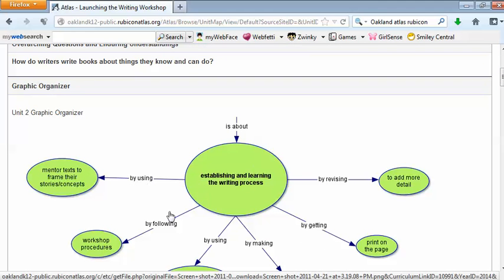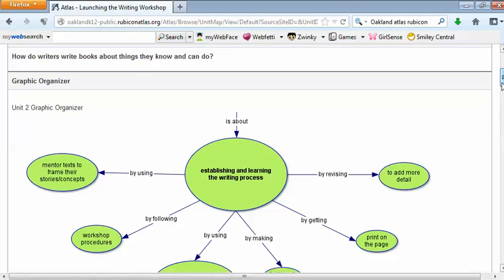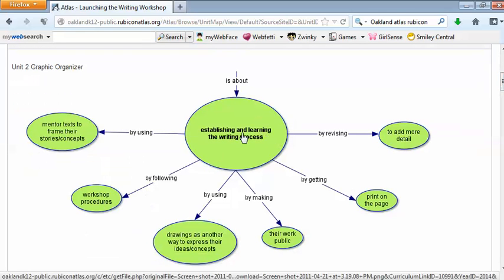And then we continue to move down these stems and we get sentences that really are creating a paragraph of overview. So we do that by using mentor texts for students to frame their stories and concepts. We learn this writing process by following workshop procedures, and that's writing workshop. That's the instructional model utilized for these resources. It's done by using drawings as another way to express their ideas, by making their work public, by getting print on the page, and by revising to add more detail.